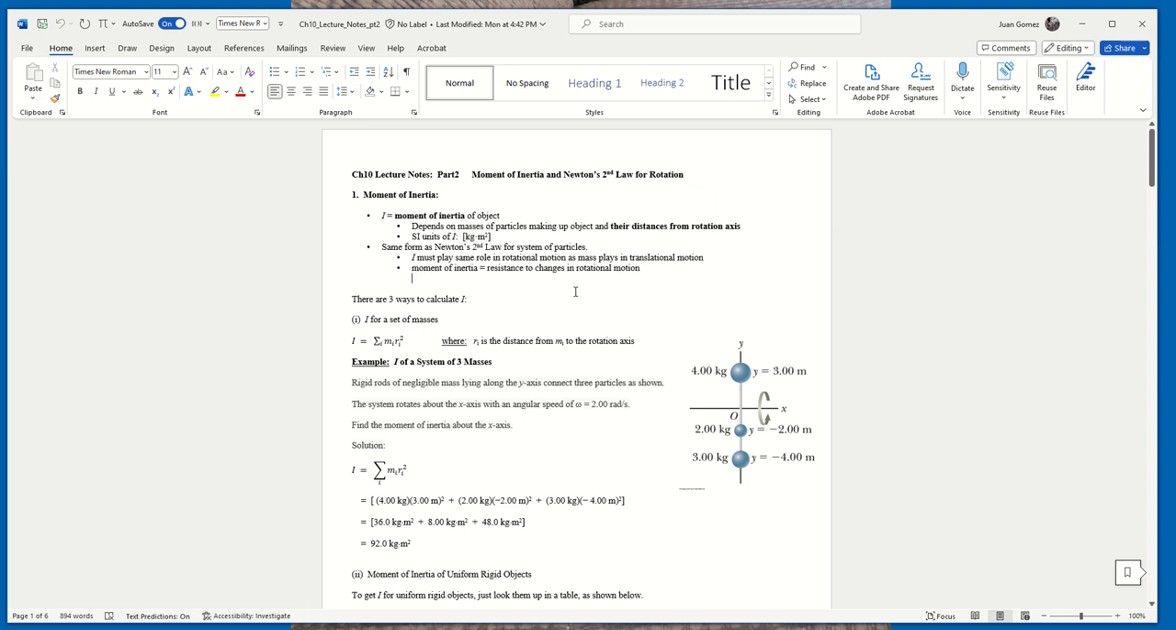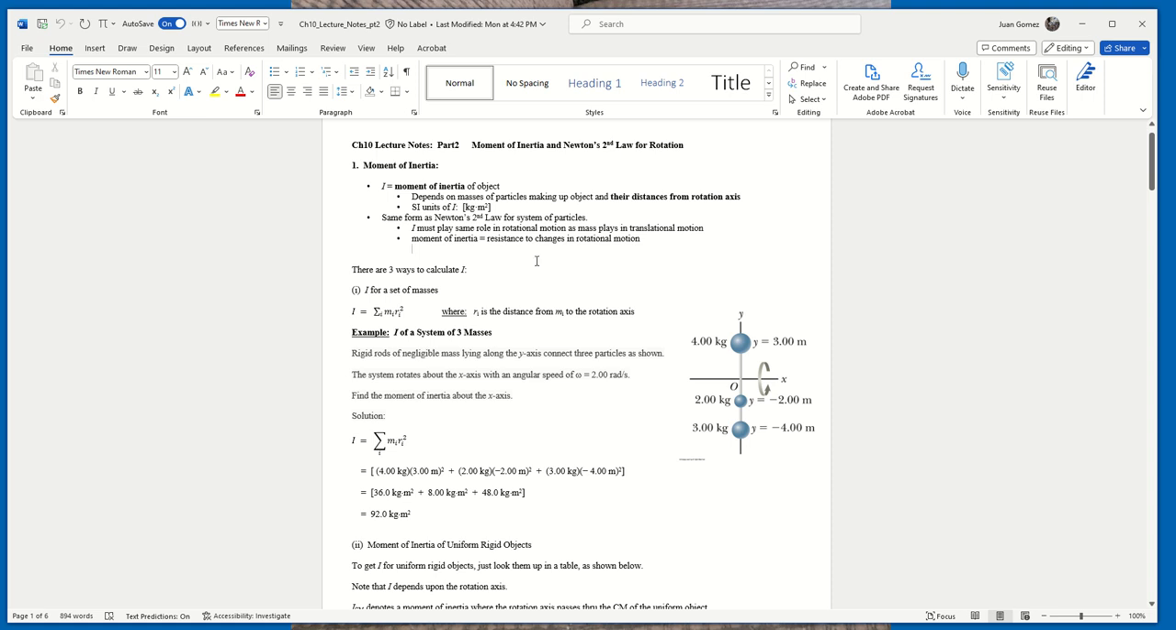And there are three ways to calculate the moment of inertia. First we're going to look at, as in this figure, the moment of inertia I for a set of masses. In this case, I is given by the sum of the m_i r_i squared, where the sum is over the masses in the system. In this example we're going to solve, there are three masses.